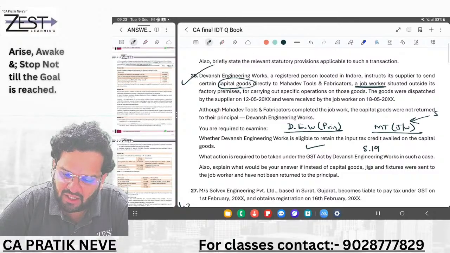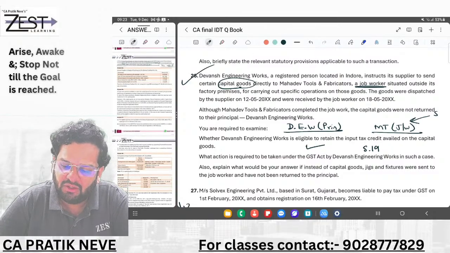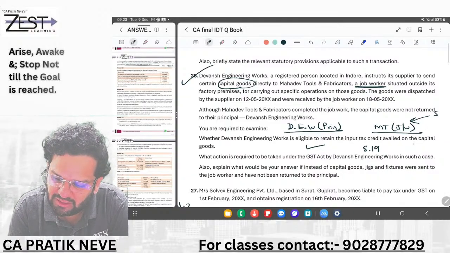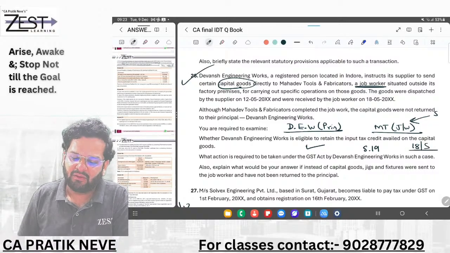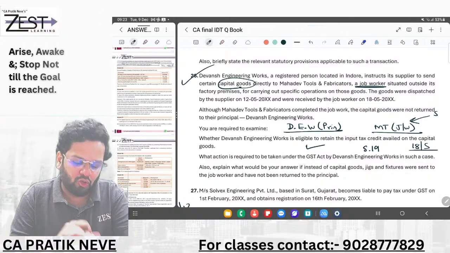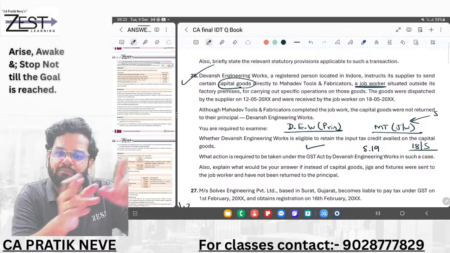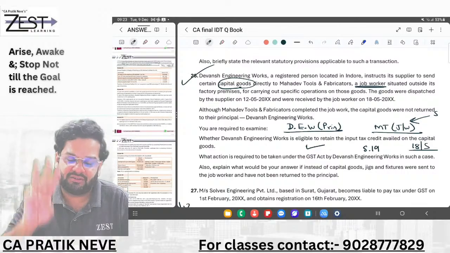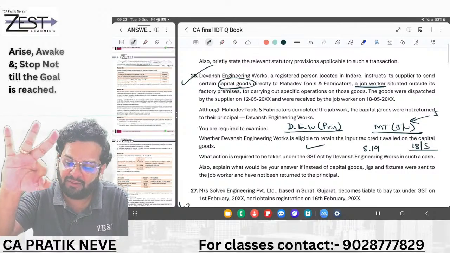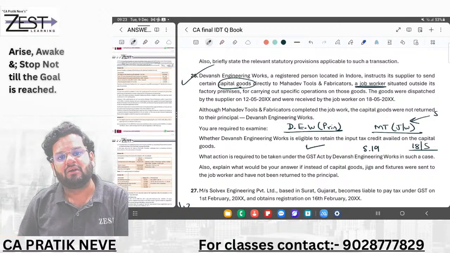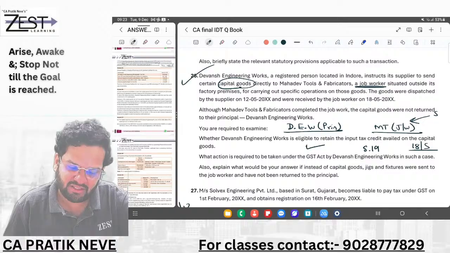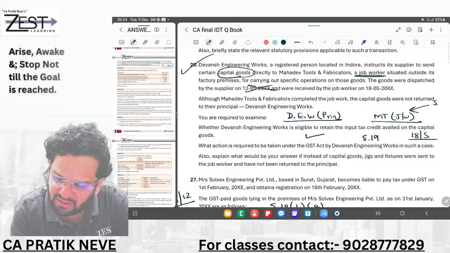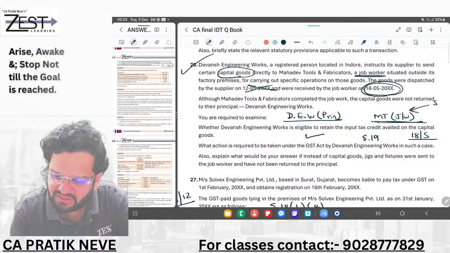They are for carrying out specific operations on those goods. The goods were dispatched by the supplier on 12/5 and were received by the job worker on 18/5. This date matters because from this date, the goods should be returned to the principal. The goods should be sent to the principal within 3 years. Because it's capital goods, the time limit is 3 years. For inputs, the time limit is 1 year. And the date of dispatch is immaterial. The date of receiving by the job worker is important.